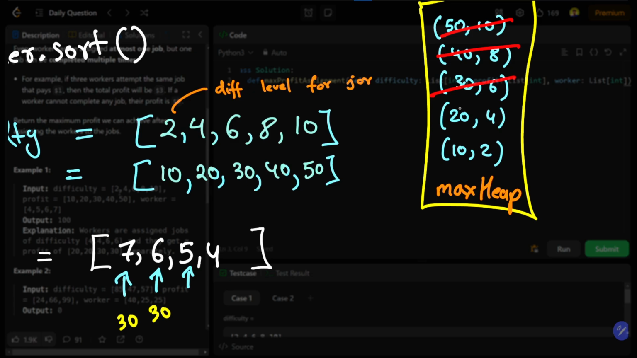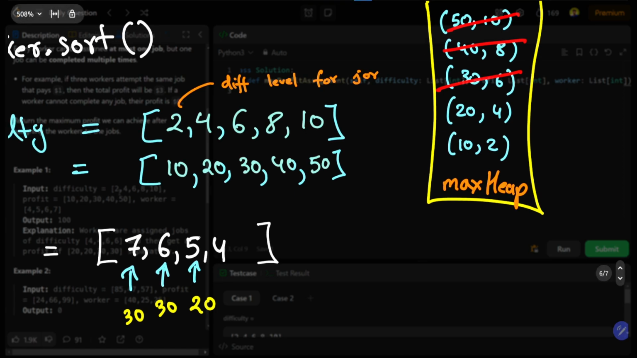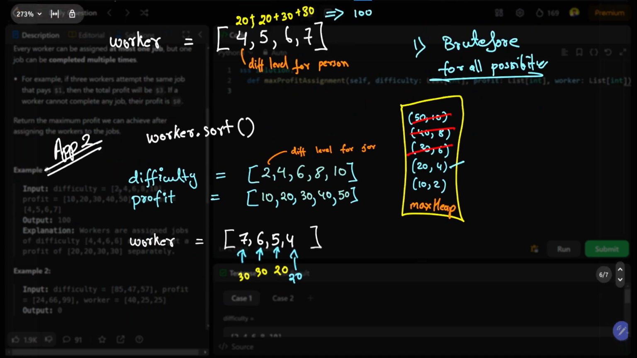So for now, this was the maximum part. I can get the profit from here as 20, because this can do at least this task: it has difficulty level 5 and the job has difficulty level 4. So this can be done. This can also be done, but we are getting the maximum alone. Similarly, for this person having difficulty level 4, this can be done. So for this also I got the answer 20. So if you see, we have optimized our approach.